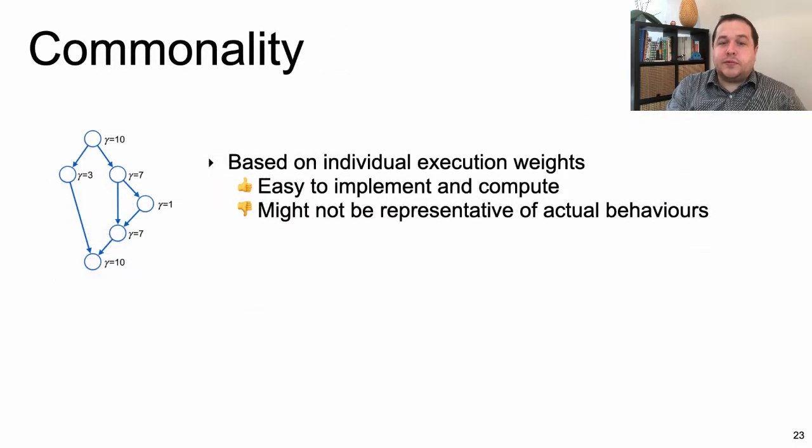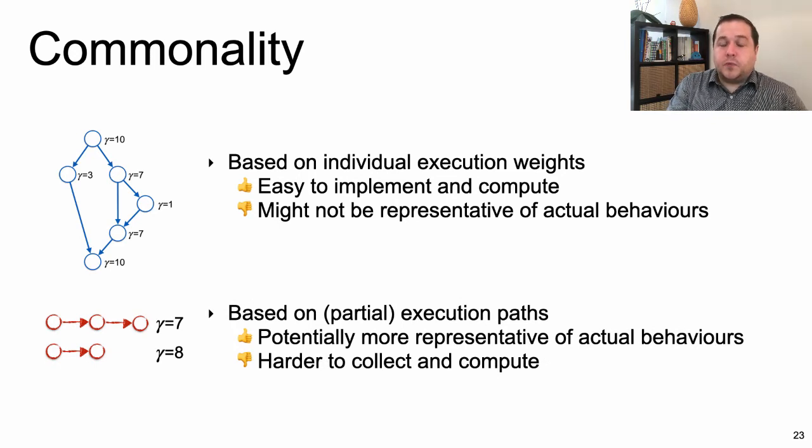For the commonality score itself, for now, it is based on the individual execution weights in the control flow graph. So it is easy to implement and to compute, but it might not be representative of actual behavior. One way to overcome this would be to base the commonality score on partial execution paths, basically looking at sequences of nodes that are covered by the test, and based on those sequences see if that sequence is common or uncommon. This might be more representative of the actual behavior of the system under test, but it is also harder to collect and compute.